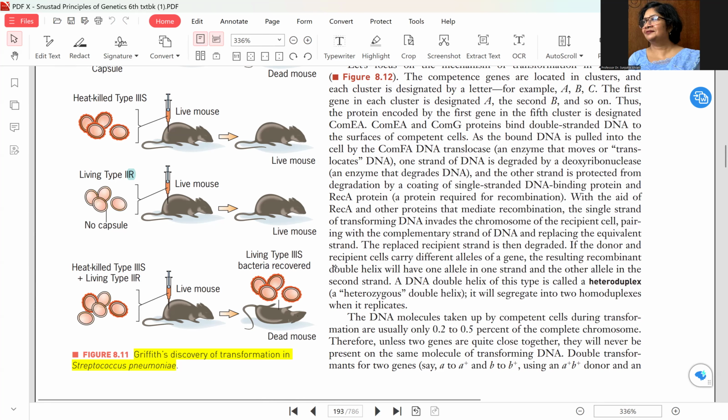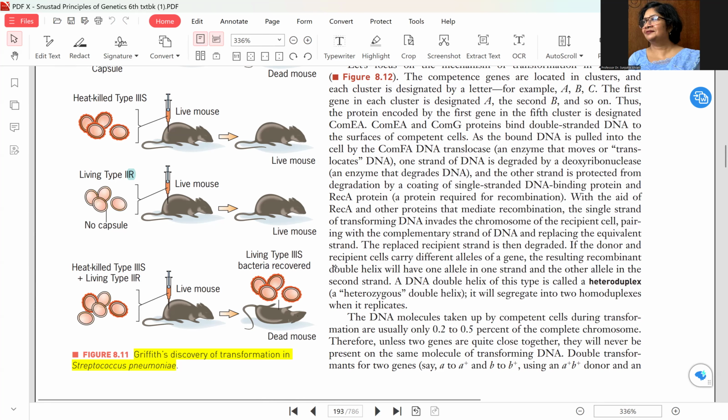It was believed at that time that whatever was transferred changed the property of the type 2R, but it was not known what was actually transferred. Some scientists argued that the living type 2R cells might have mutated back to type 2S cells, which produced proper capsular material and hence caused disease in mice.